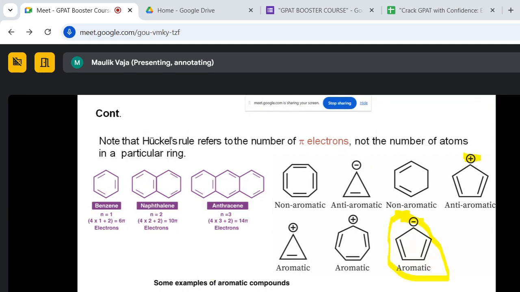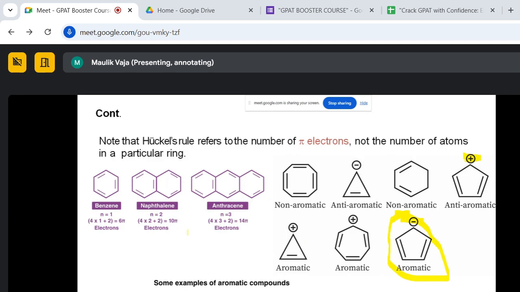So I have given a few other examples like furan, indole, pyridine. All these are aromatic compounds. Another example is the tropylium ion. They ask it many times: is the tropylium ion aromatic or anti-aromatic? They will give some question like that. So remember this: the tropylium ion, the 7-membered cycloheptatriene with a cation on the ring. It is the tropylium ion, and it is aromatic.